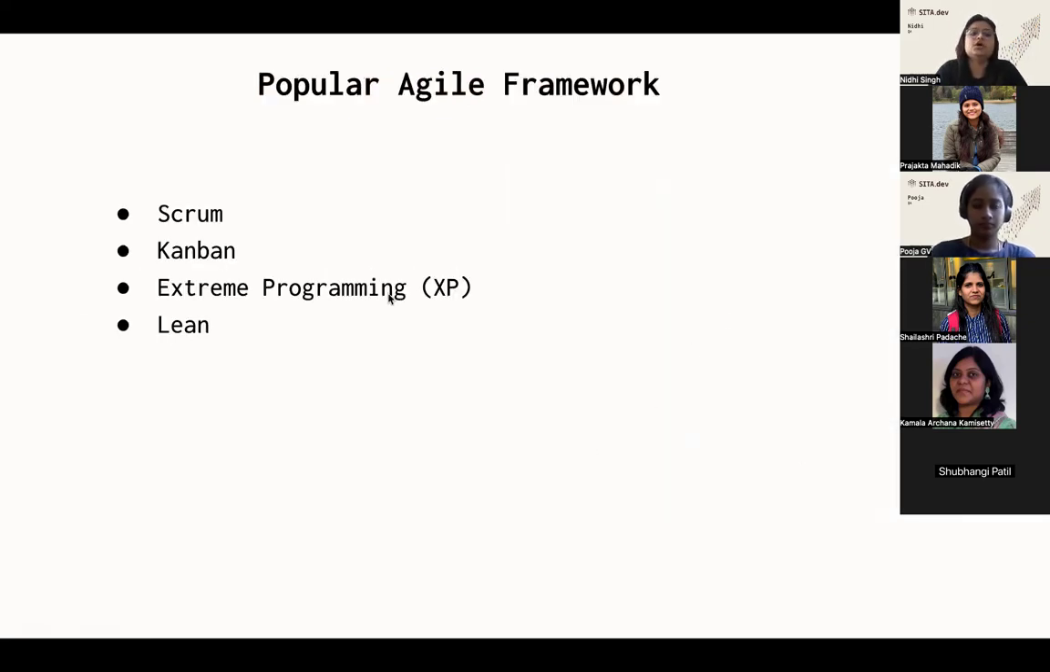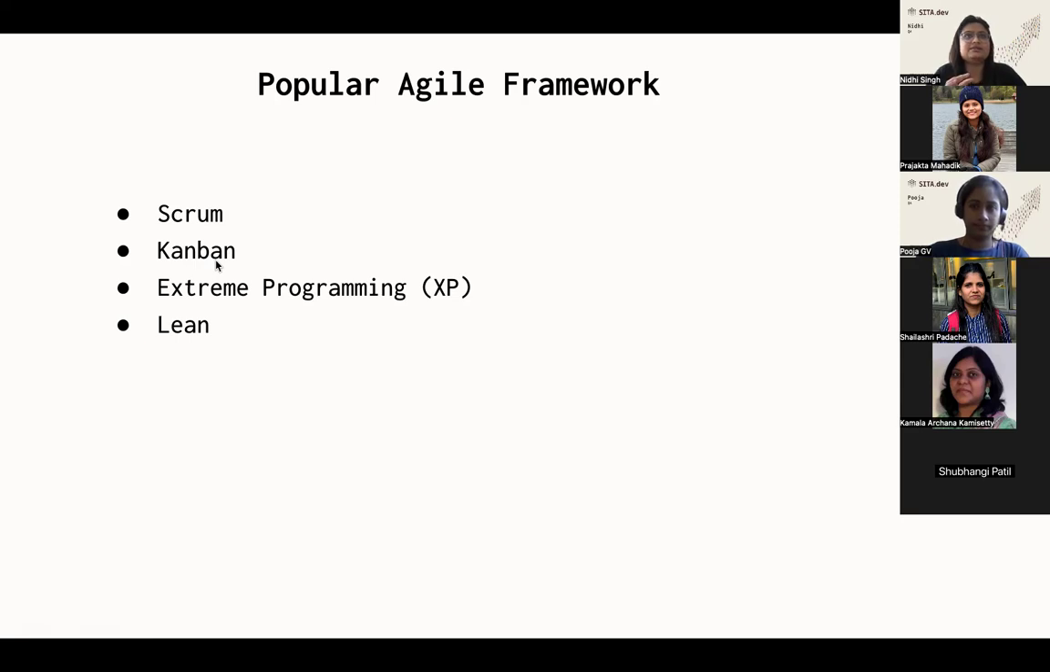So these are the popular frameworks that we use in agile. Frameworks are nothing but a method, a way of how we do and practice agile. These are Scrum, Kanban, Extreme Programming, and Lean. Scrum is what most companies are using. Here we have different roles like product owner, and sprints are started, and all this comes in Scrum.